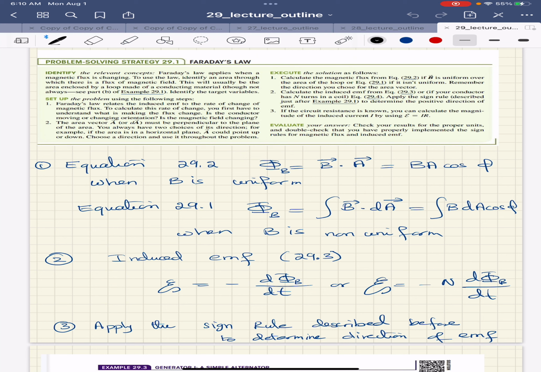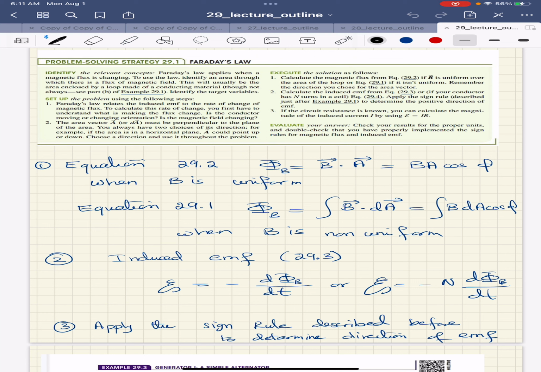Is there a switch making it turn on and off? Is there a change in the area? Then all the time you need to know what is really going on with how the flux is changing. Also, one of the most important things is you need to pay attention to the direction of the vector A. Vector A, or the element dA, is actually the area vector. It is always perpendicular to the plane of the area.